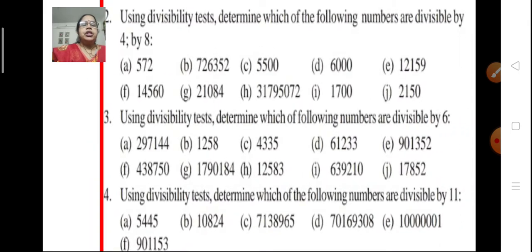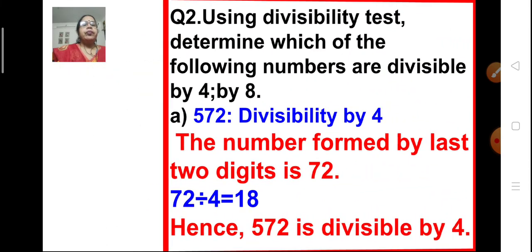Now, we come to question number 2. Using divisibility test, determine which of the following numbers are divisible by 4 and by 8. So, let us take the first problem. We can solve a few problems in this session, and the rest of the problems you can solve on your own.